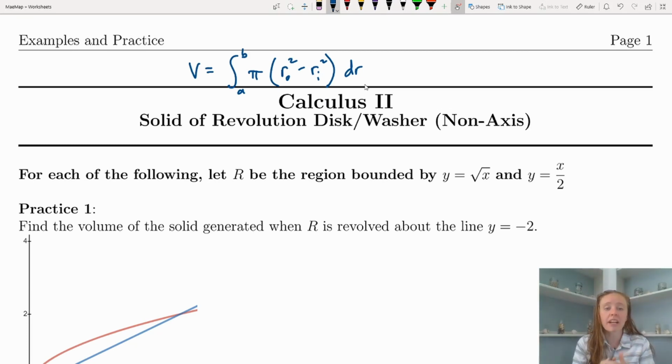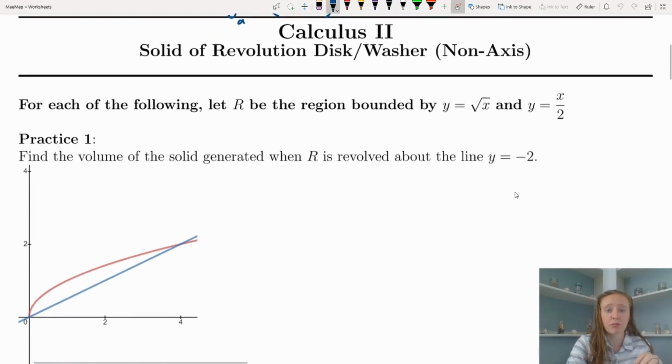And that leads us right into the important part of rotating around something besides an axis: our radius is no longer just going to be our function. Our radius is going to be our function and a constant, either subtracted or added together. Because remember that radius is the distance from the axis or from the line we're revolving around. So keep that in mind as we jump into practice problem number 1.